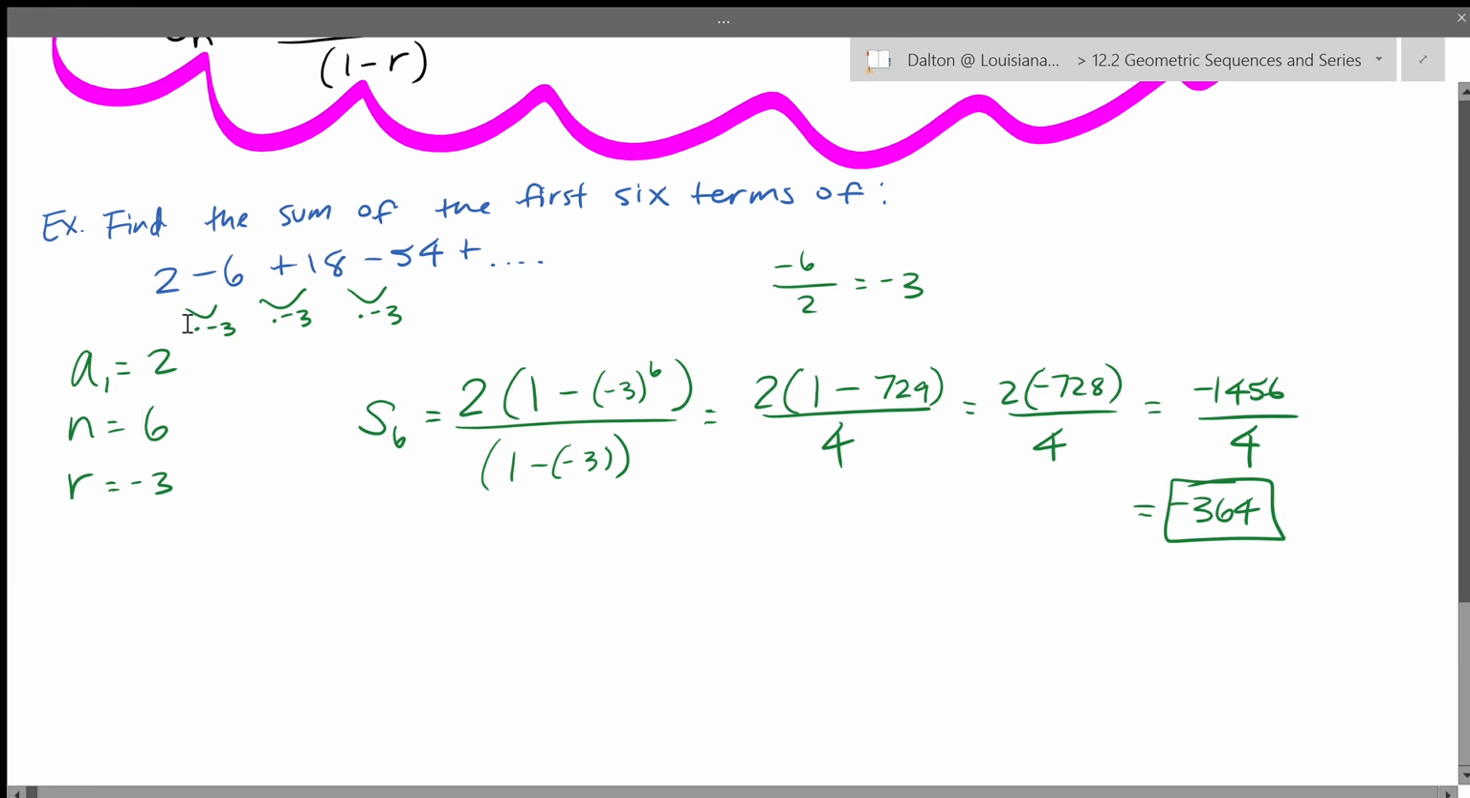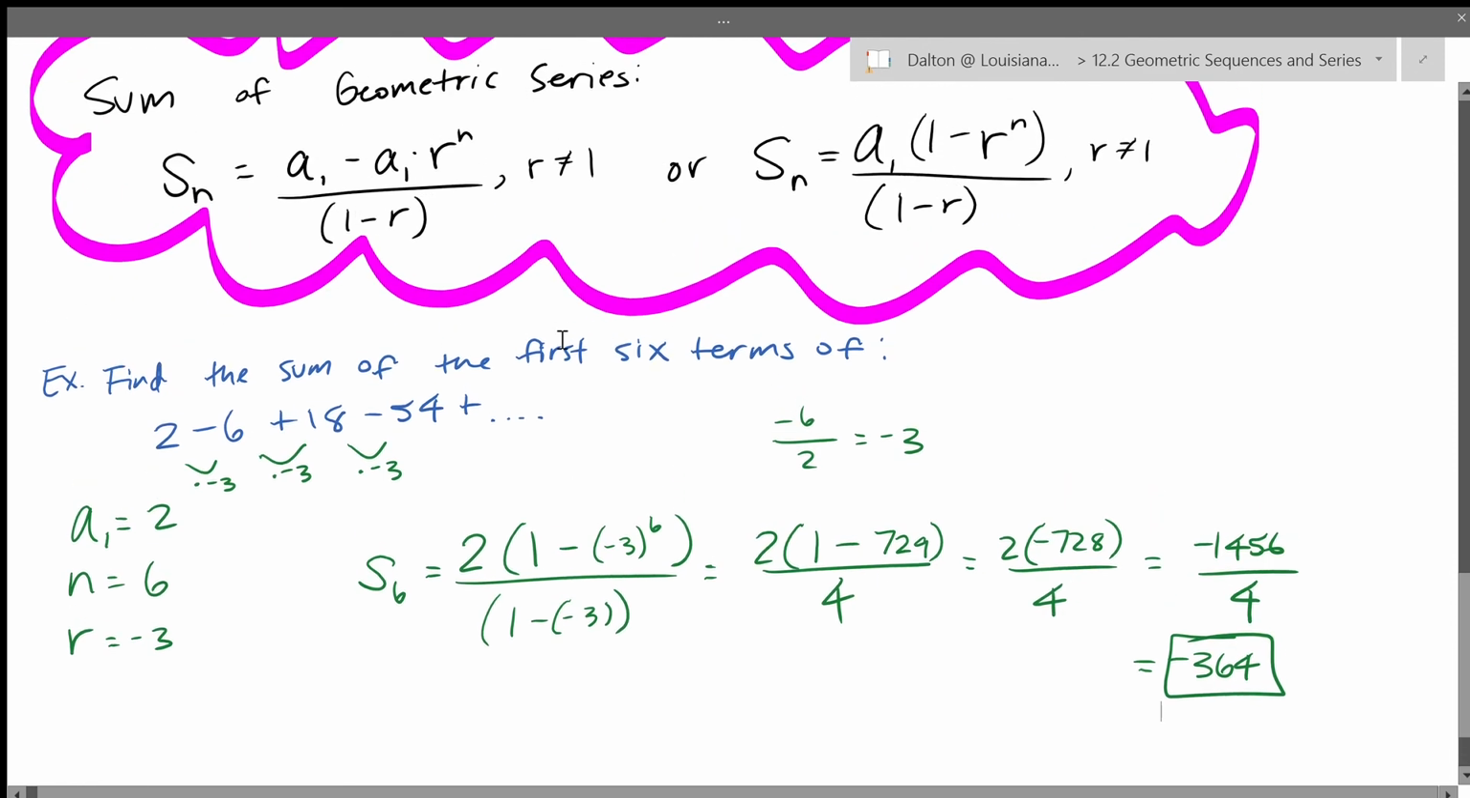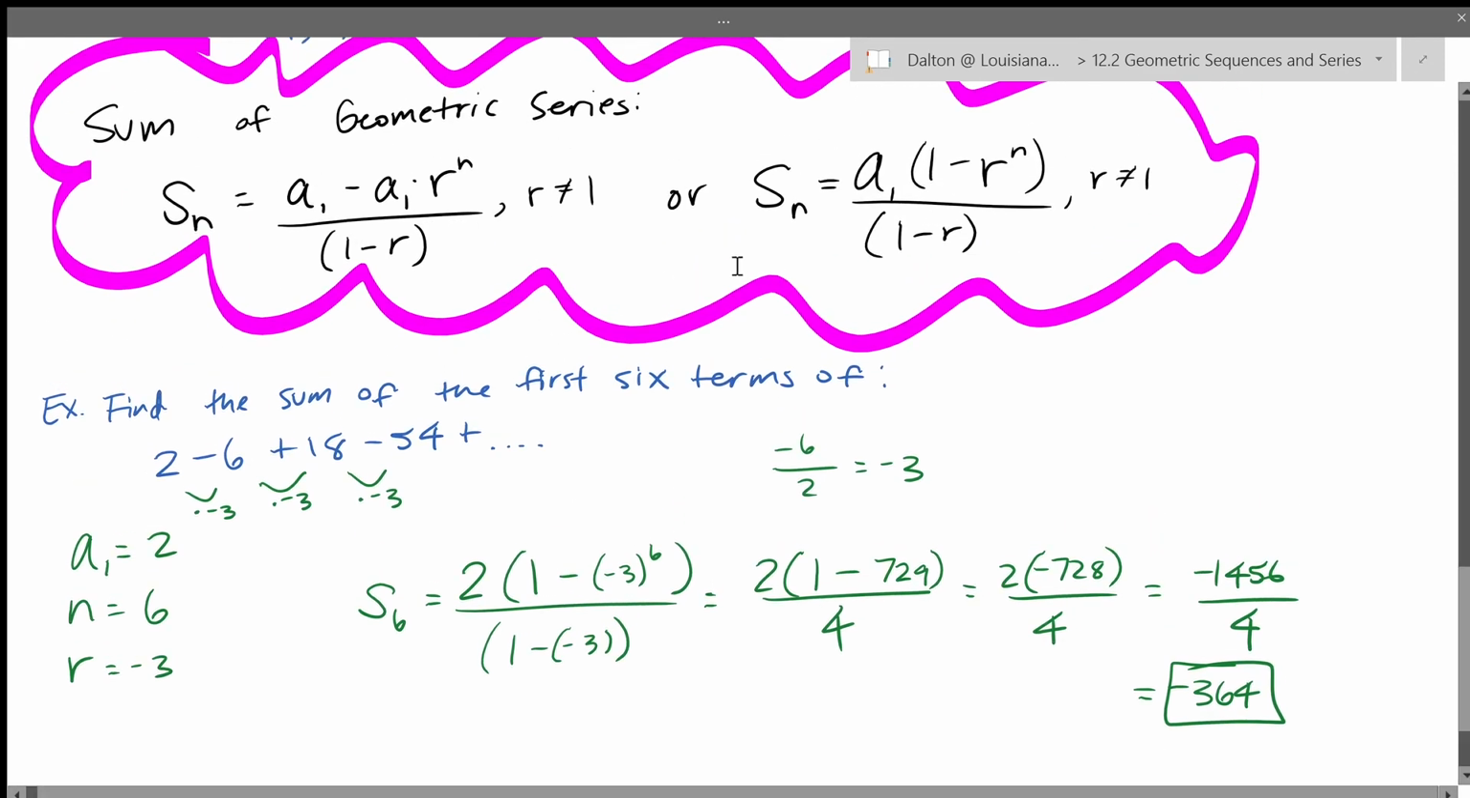And again, I gave you the first 4 terms. You could easily find the next 2 terms by multiplying by negative 3 and then add those up together. But this is just practice using the actual sum of geometric series formulas.